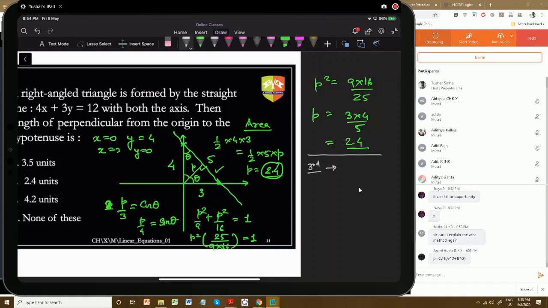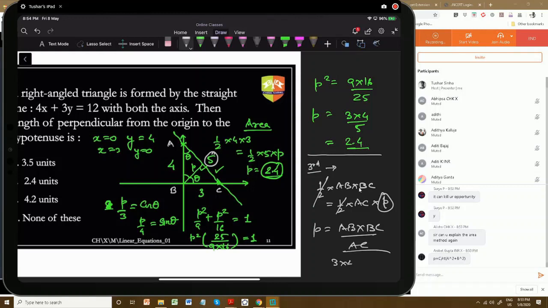So area of the triangle, which triangle? ABC is half into AB into BC. And this is also equal to half into AC, which is the hypotenuse, into the perpendicular P. So what is P? Half goes. So P is simply AB into BC upon AC. Right? So 3 and 4 you knew. By Pythagoras theorem, this was 5. So apply 3 into 4 by 5, 2.4. Clear? Alisha. Right? So I hope this is clear to everyone.